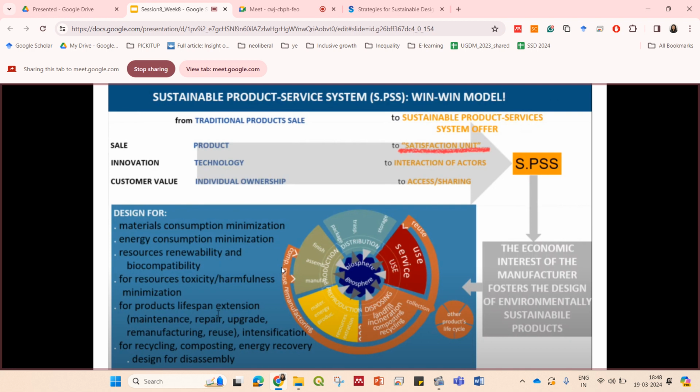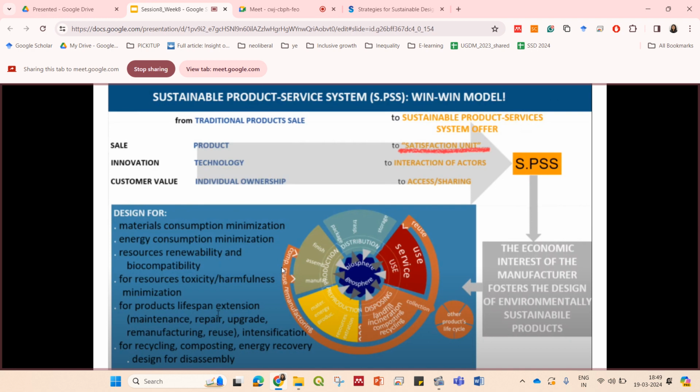You focus on reduced material consumption or reduced consumption of natural resources, reduced energy consumption, and then focus on using renewable resources or biocompatibility and other things like that for the entire life cycle of the product, instead of just during the production stage or during the distribution stage or during the use stage. So this is what this sustainable product service system, or the SPSS, is.